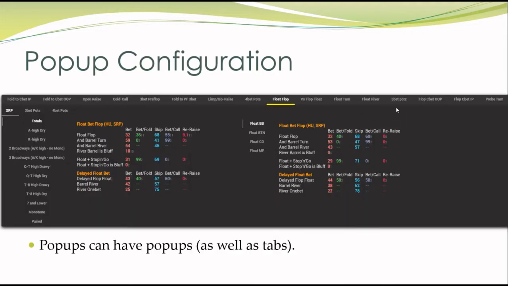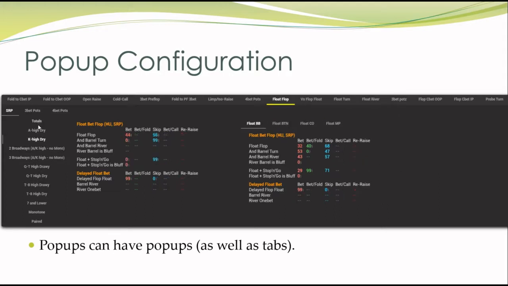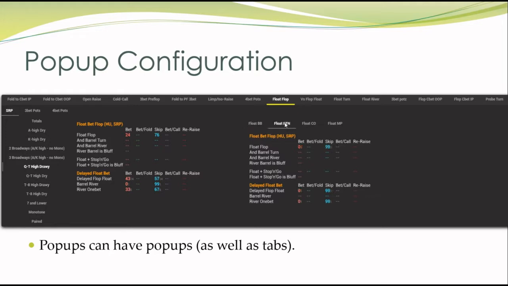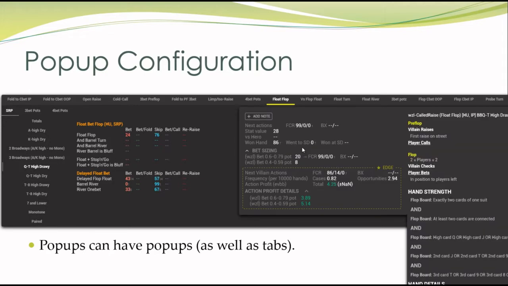As an example, let's just have a look at the float flop pop-up. Down the left-hand side we have the board textures. But after specifying the board texture, it's possible to break it down even further by position, because it's essentially a layered tab system where each of these tabs has tabs inside it. It allows you to be very, very specific. For example, if I go to Queen-to-10-high Jewelry, and then let's say I select button. Well, there's no sample on button, so let me try big blind. This stat here in the top left will be very specifically float flop in the big blind for a single raised heads-up pot on a Queen-to-10-high Jewelry texture.